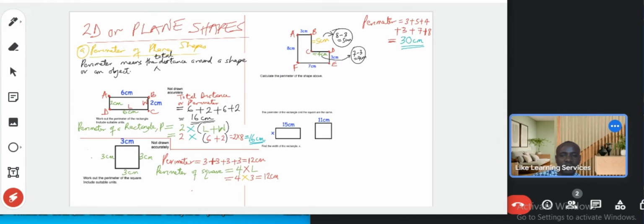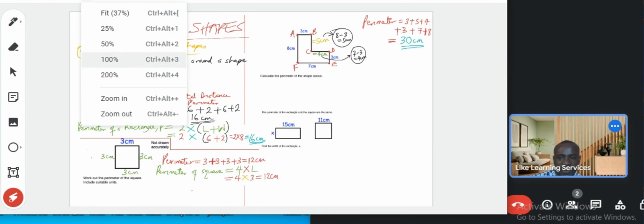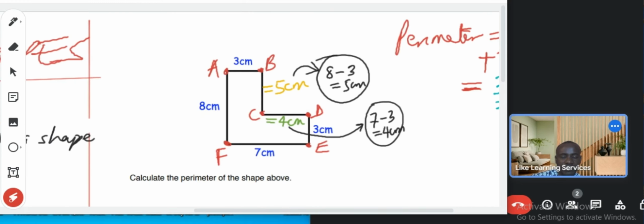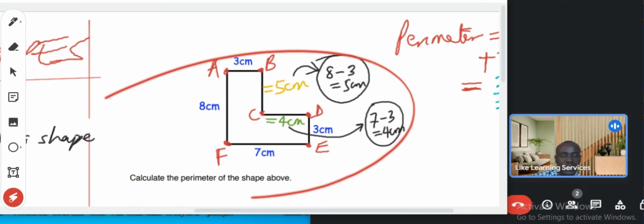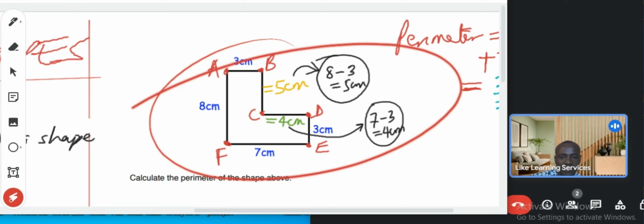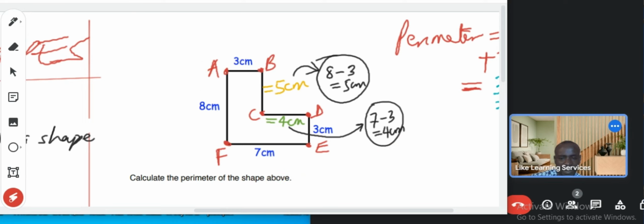Okay, can you verify the way we did the previous one? Check the previous one. The previous page. Go to the previous page. Go there. I'm circling it now. Are you there now? Can you see what I circled? How did we get this C to D?